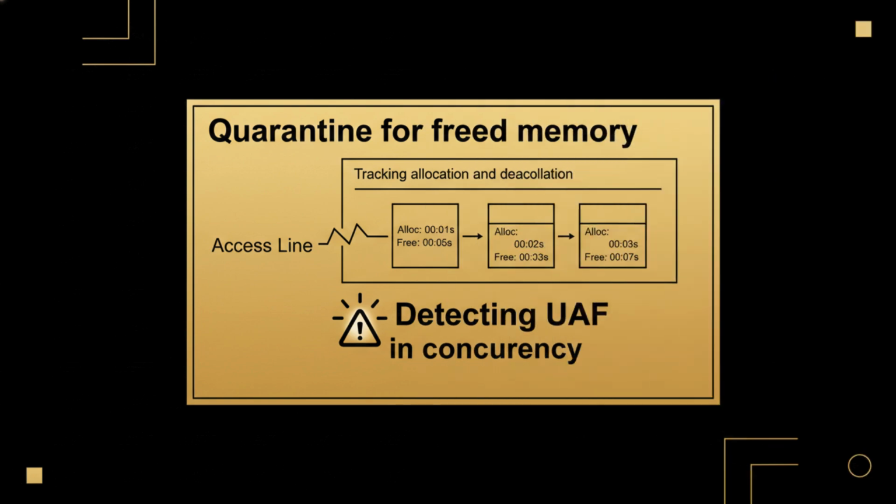Use after free, or UAF, is one of the most dangerous and common memory bugs in the kernel. It happens when the kernel continues to use a pointer after the memory it points to has been freed. KASAN handles this by putting freed memory into a quarantine. Instead of returning the memory to the allocator immediately, KASAN poisons its shadow memory and holds it in the quarantine zone. If any code tries to access that memory while it is in quarantine, KASAN catches it and provides a detailed report of where the memory was originally allocated and where it was freed. This time travel-like debugging capability is vital for fixing race conditions and complex lifecycle bugs in high concurrency systems.